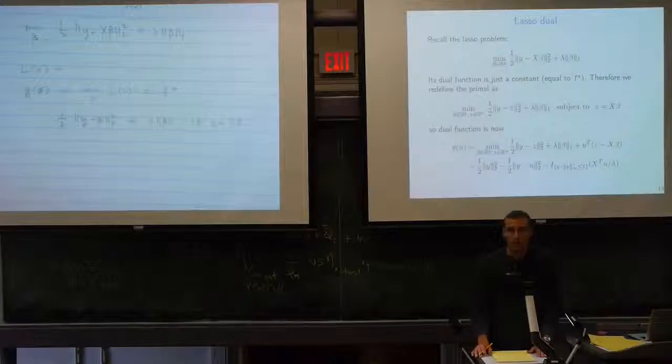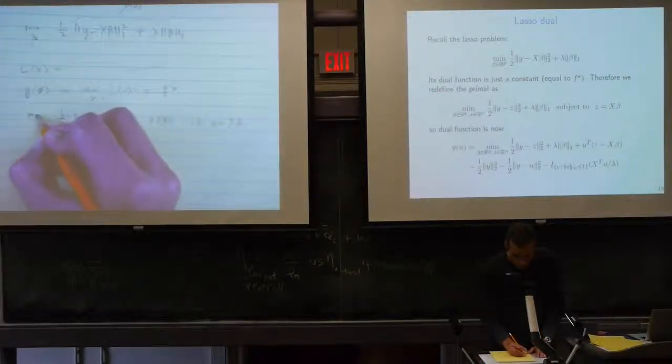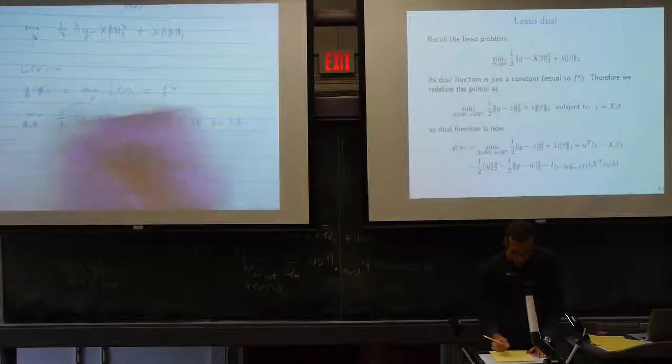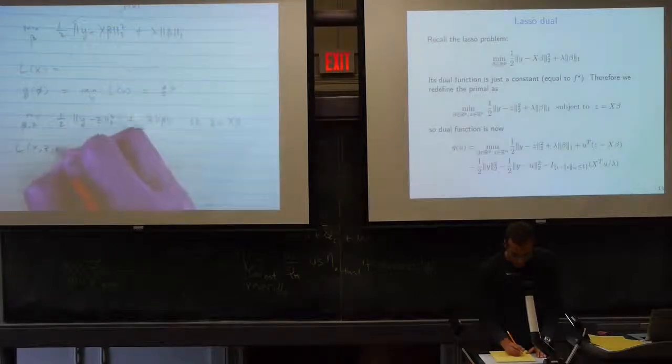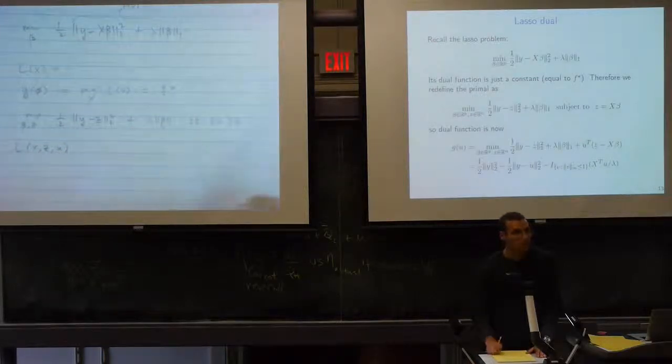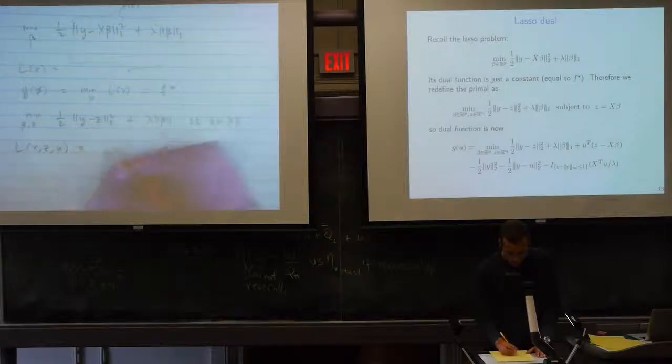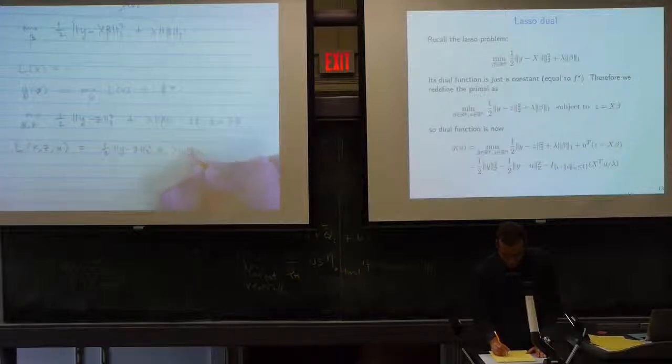All right, it's still the same problem, right? I haven't done anything different. I just have two variables, beta and z. And now what's its Lagrangian? Well, it's a function of x and z. Those are my variables. But also a dual variable, and I'll call it u, that corresponds to this equality constraint. So it's y minus z squared plus lambda L1 norm of beta plus u transpose z minus x beta.